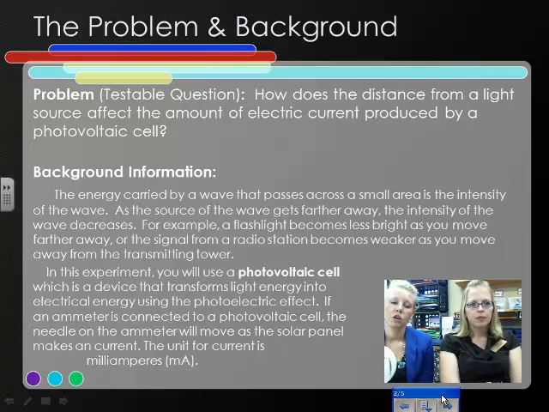Okay, so you have your problem statement, our testable question up there. This should help you very clearly identify your independent variable and your dependent variable, okay? And then we have some background information for you. If you need to pause the video so that you can read through that, you might want to do that because we put it there because it's important for you to know. Pause now.